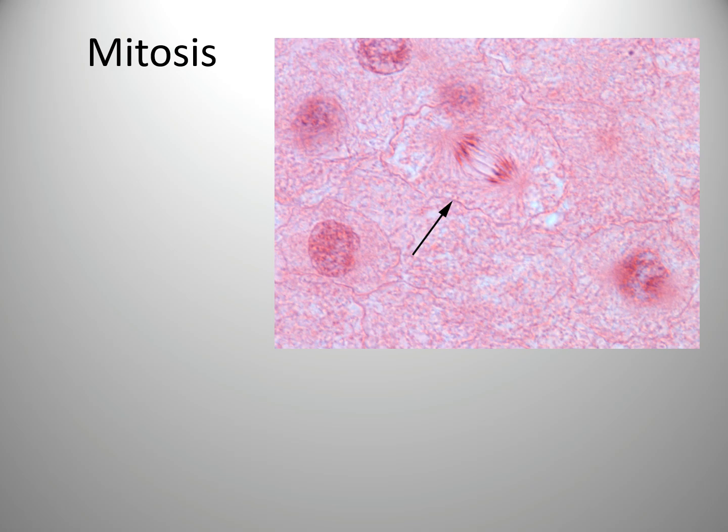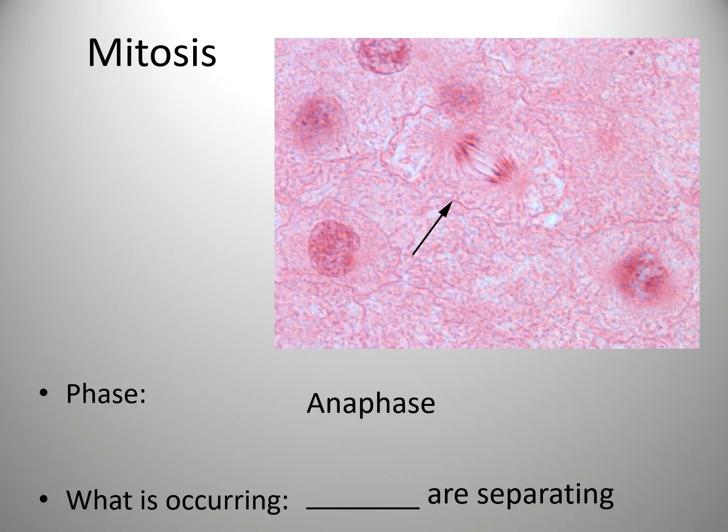Once the spindle fibers have connected to those chromosomes, the centrioles will start to pull on the spindle fibers and draw them back into the centriole. Since they're connected to the chromosomes, those chromosomes are going to be pulled apart from one another. So you'll have one copy of the chromosome be pulled to one pole of the cell, and the other copy of the chromosome will be pulled to the other end of the cell. So we have these sister chromatids that make up the chromosome that are separating.